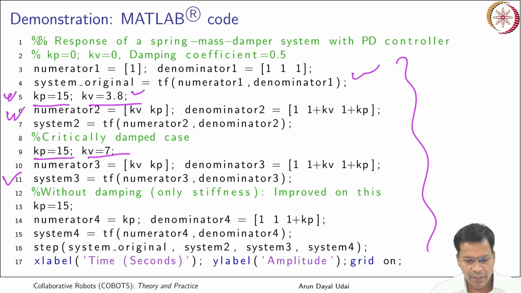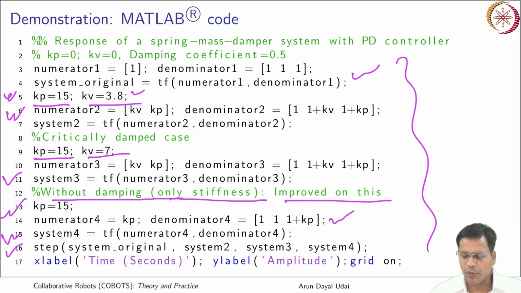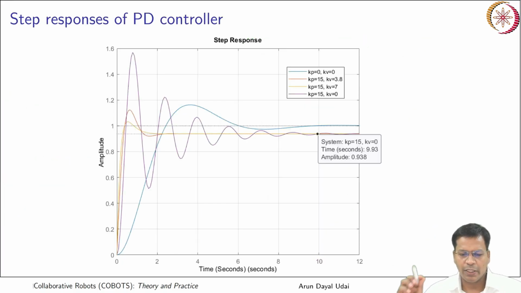Okay, and without damping, only stiffness. So kp value is 15. So I can create my four systems and take a step input for all of them. So I got all the systems in one place now in order to compare them better. Okay, so this is the first one.